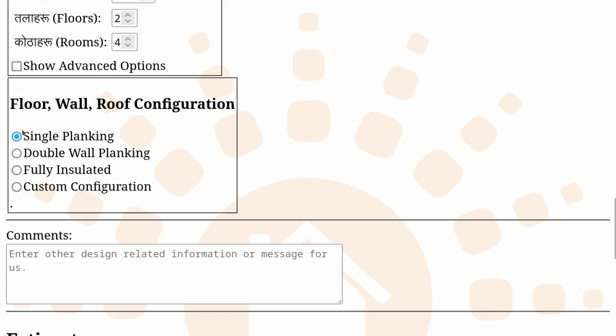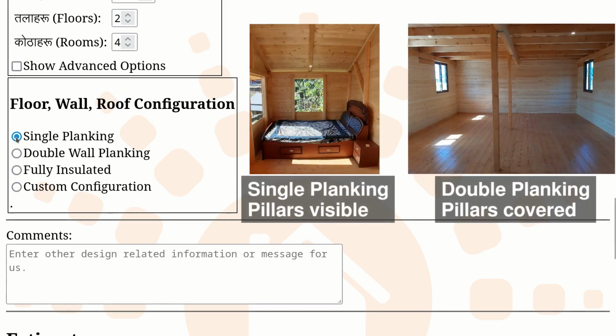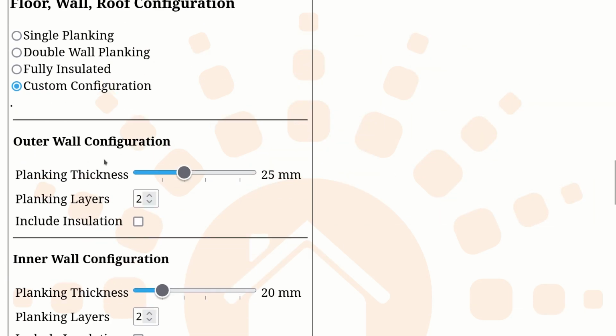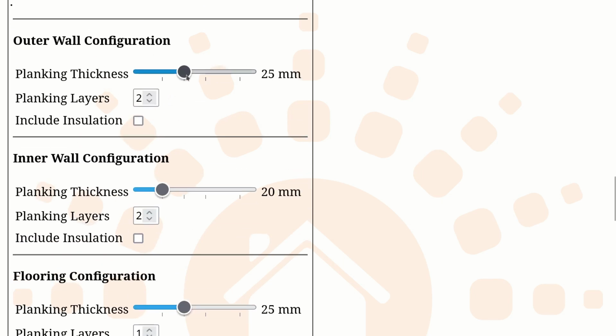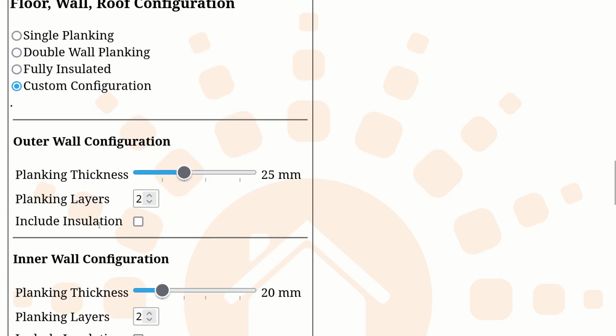And then, as already mentioned, the wall and floor configuration, this is the level of finishing of the house. We already chose simple, which is single planking, but we can also have fully insulated double wall or even custom configuration, which will open more options, where we can also set the width and the thickness of the material used for floor, roofing, and also how many layers you want. Like if you want 2 layers for the outer wall, you can have 2 layers here and also include insulation.